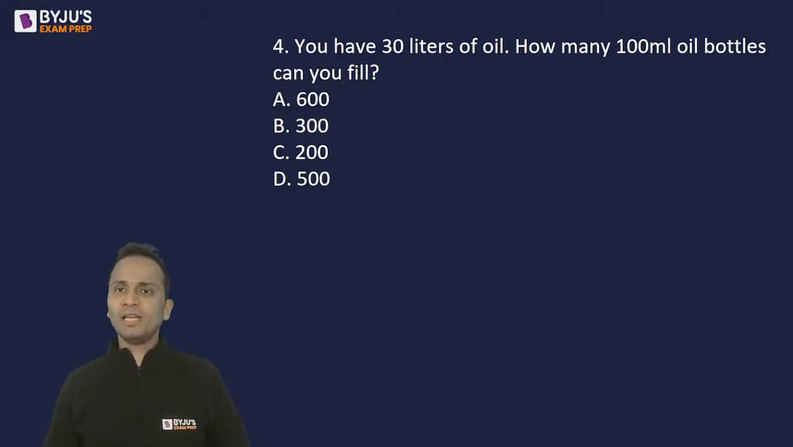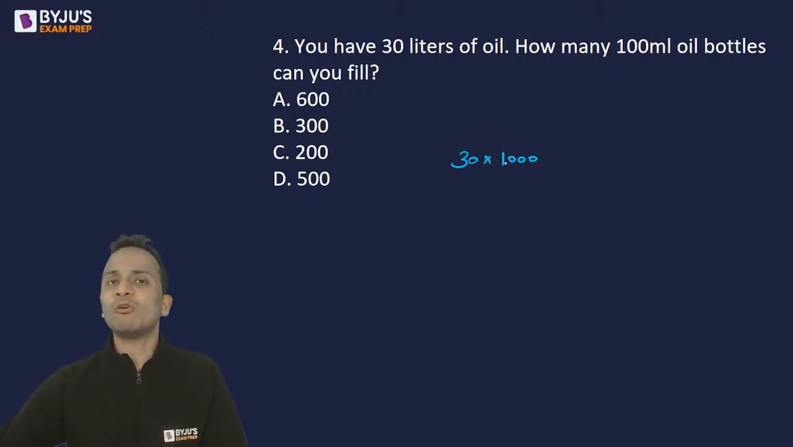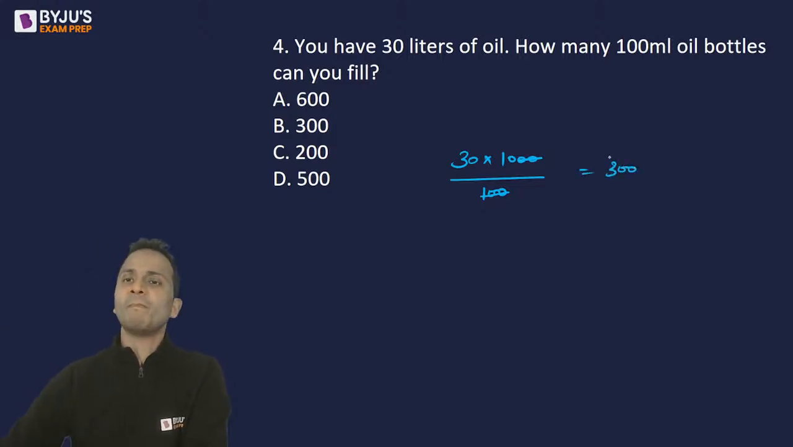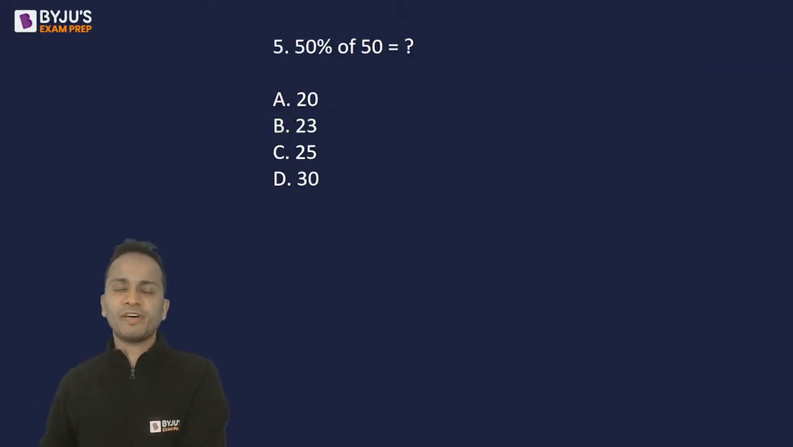Now 30 liters of oil, if you convert it in milliliters, it will be 30 multiplied by 1000. 1 liter is 1000 milliliters. Okay, so this is the total quantity of oil that we have. Per bottle, I have 100. All right, so 30,000 divided by 100, we can simplify and it comes out to be 300. So 300 bottles can be filled. The correct answer has to be option B. Okay, very simple, straightforward question. Next question, question number 5.